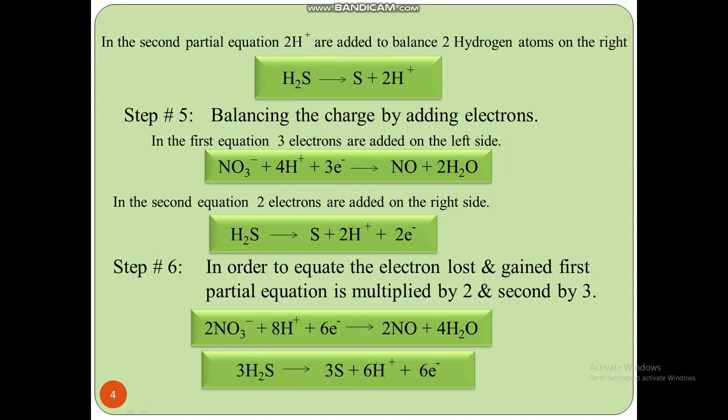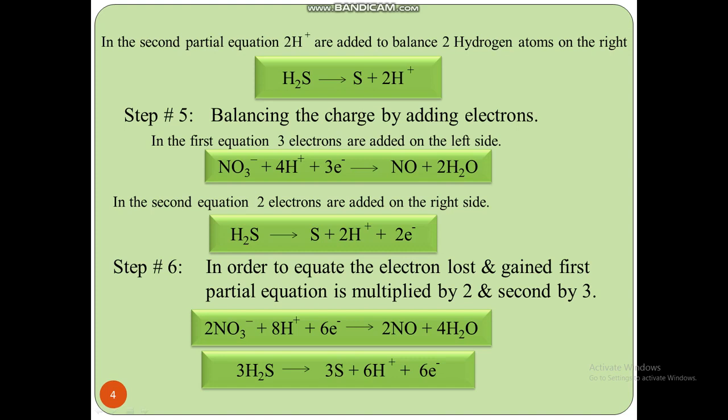Step number 6. In order to equate the electrons lost and gained, the first partial equation is multiplied by 2 and the second partial equation is multiplied by 3. That is, we cross multiply the coefficients of electrons in both the equations. This is the first partial equation. We multiplied this partial equation by 2. The whole equation is multiplied by 2.